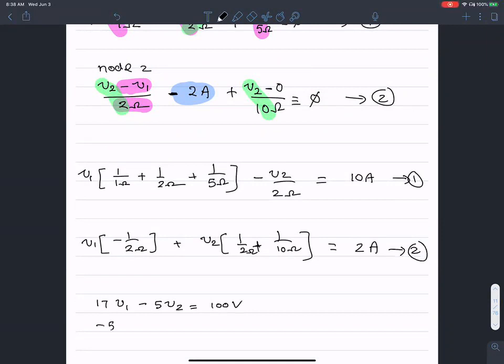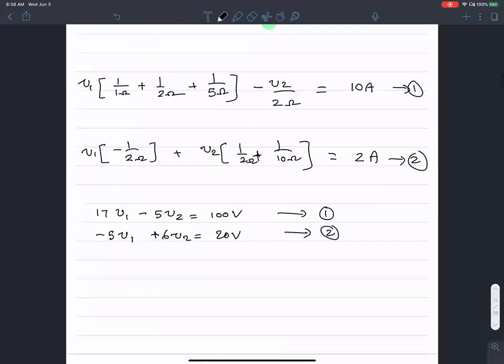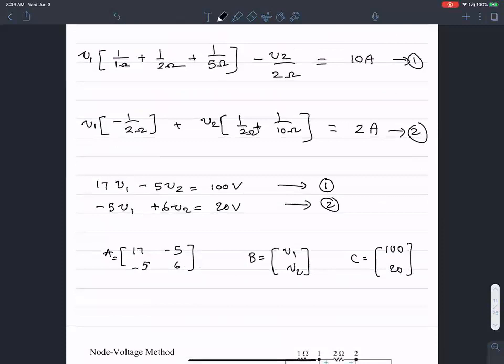Okay, minus 5V1 plus 6V2 equals 20 volts. So I have two equations here, equation 1 and equation 2. So it's easy for me to plug them into MATLAB. Okay, I'm going to write A equals 17, negative 5, negative 5, and 6. Okay, and then I'm going to write B equals V1, V2. And then I'm going to write C equals 120. So these are the lines of code that I have to plug in.